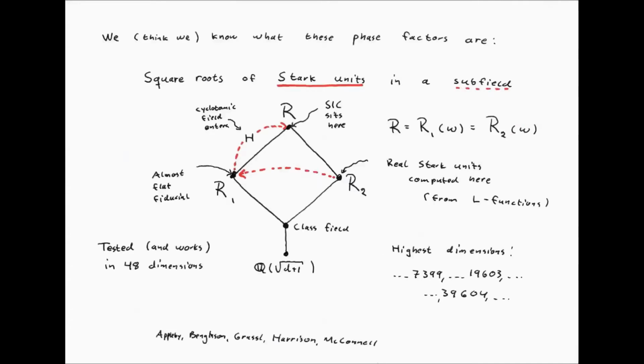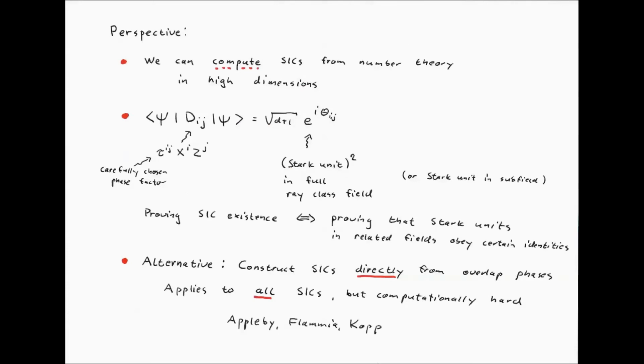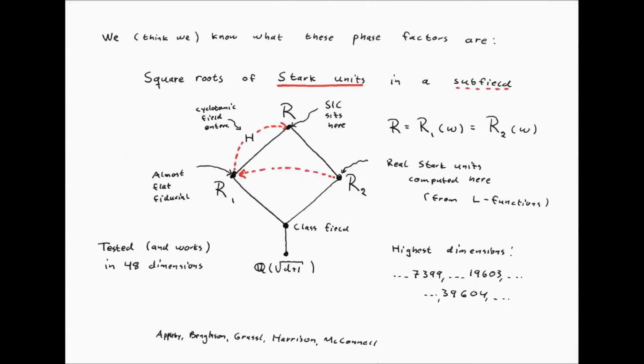So what can we say about this infinite sequence? Well, we think we know what these phase factors that occur in the fiducial actually are from the number theoretical point of view. And when I say we think, what I mean is that we've tested this hypothesis in by now 48 different dimensions, and it always works. So I'm quite confident that we actually know what these phase factors are.